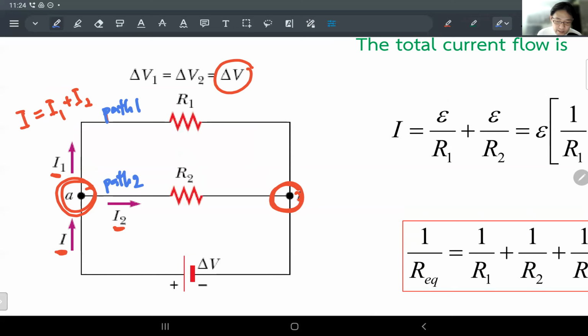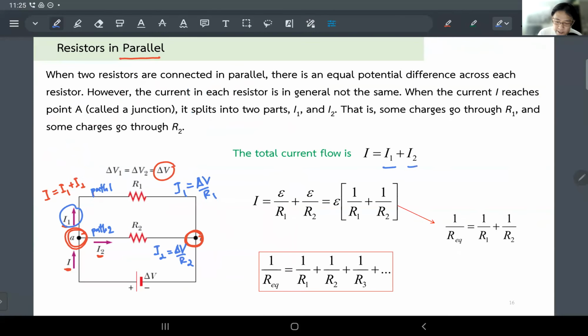So what I'm saying is I can calculate the current flow through path number 1 using Ohm's law again. I1 is just delta V over R1. That's from Ohm's law. And I2 is going to be the same delta V, because they're sharing the same terminals, over R2. See that? That's how simple it is. Then I can sum I1 and I2. The sum of the two must be equal to the original current before the junction.